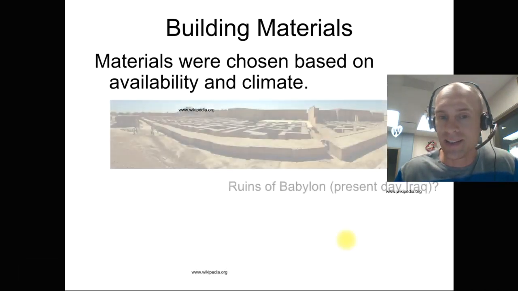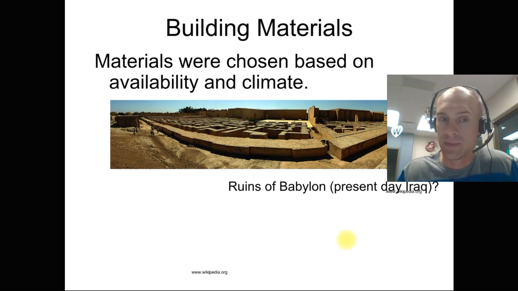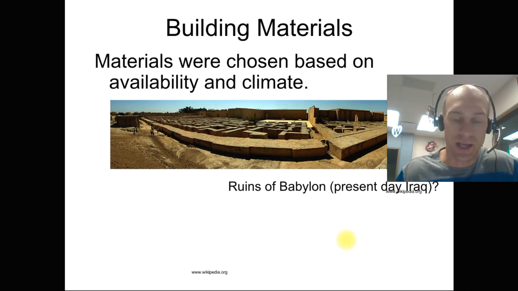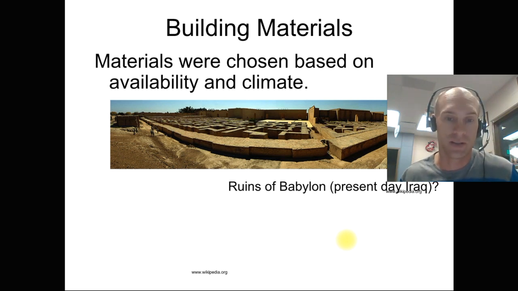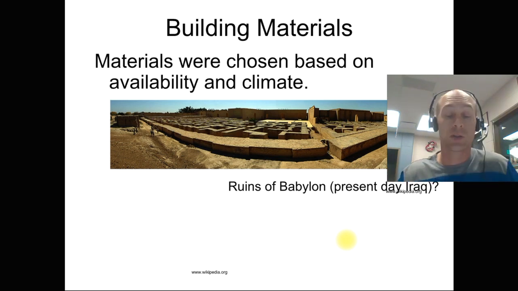How about the ruins of Babylon, present-day Iraq? What do you think? It's built on an alluvial plain, which means there's no wood, there's no stone. It's all sun-dried bricks and things like that and clay that they use, because the alluvial fan, that was kind of where water sort of drained out. So it's mostly clay.